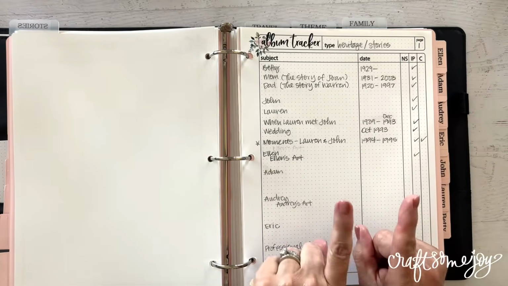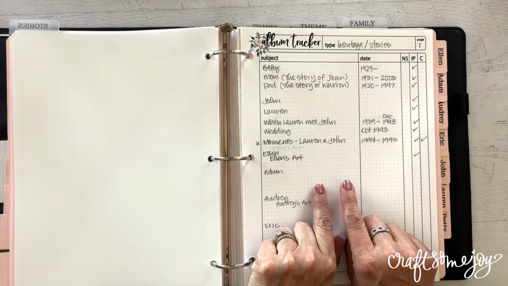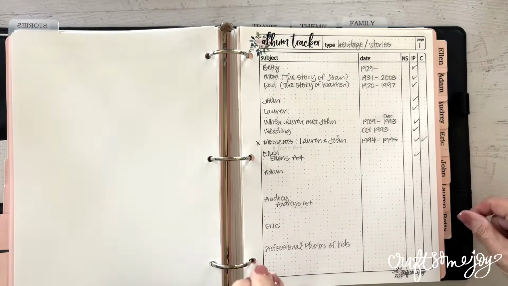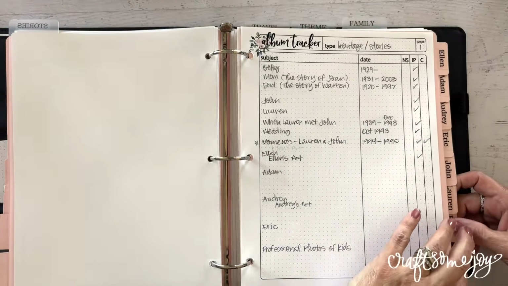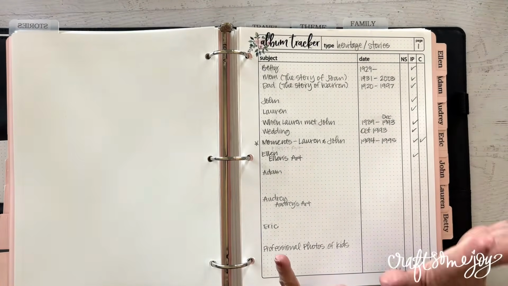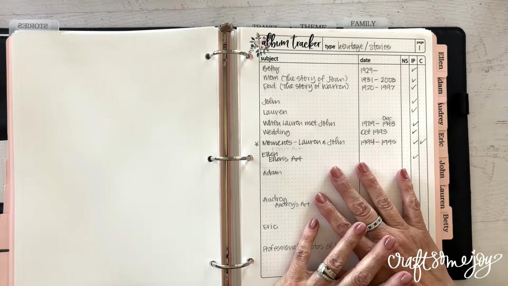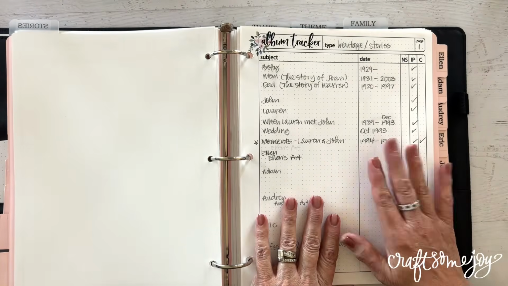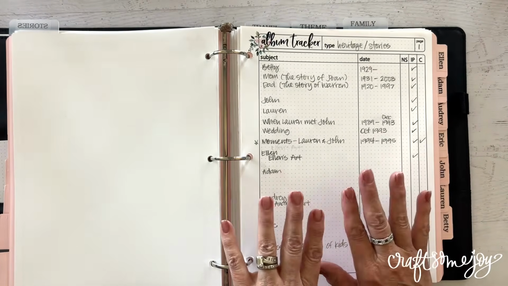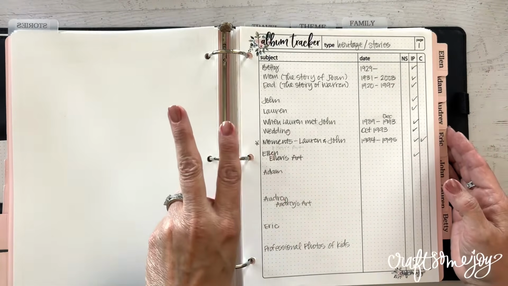Now, here's my biggest key. At first, I got all excited and I thought, well, I'm going to make a tab for every single album that I want to make. And then I realized it was too much. Okay, so if you've already done that, it's okay, but you might need 2 binders.